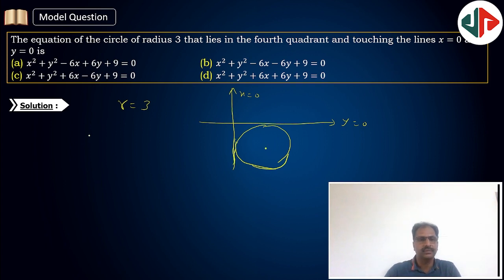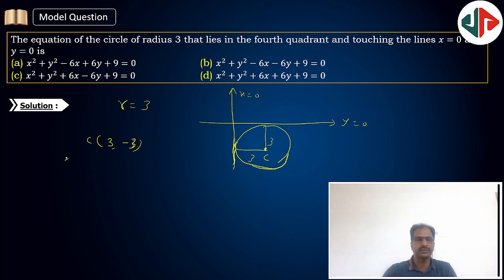So whenever the circle touches both the x axis and y axis, the center's x coordinate, y coordinate, and radius, all three are equal. But here the center is in the fourth quadrant where x is positive and y is negative. So remember, if the circle touches, the radius is already 3 given. This is radius. This is radius. What will be the center? x positive, y negative. So (3, -3).